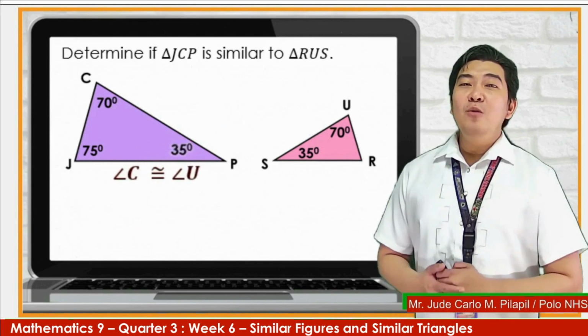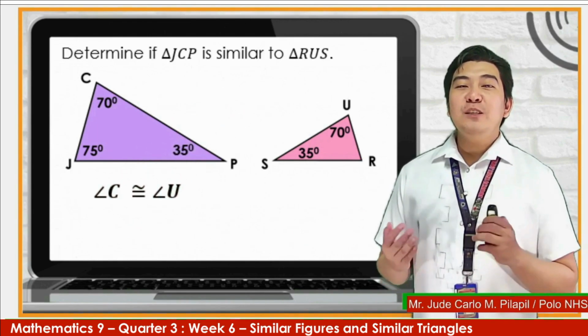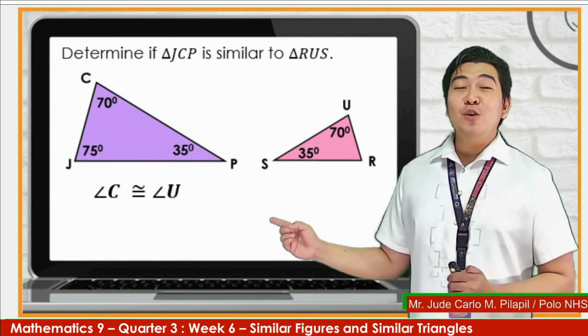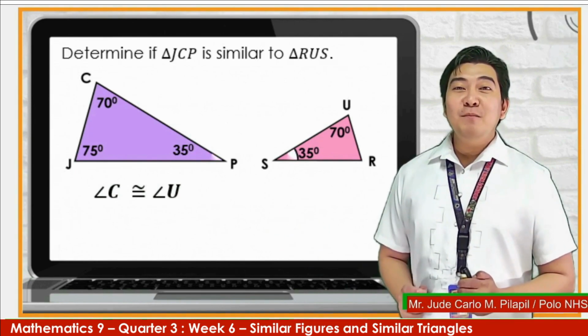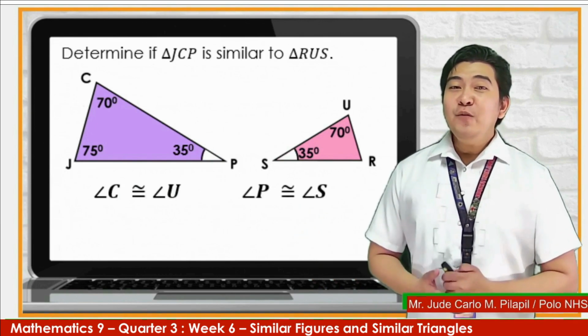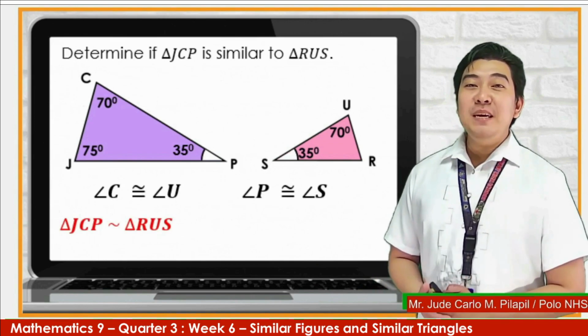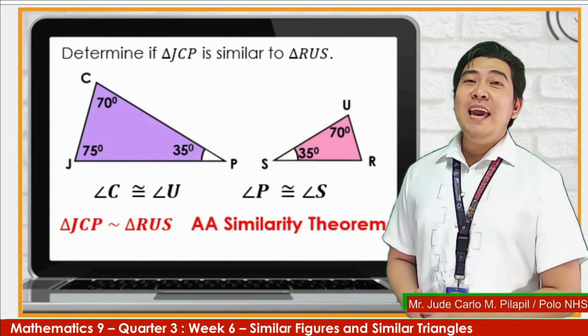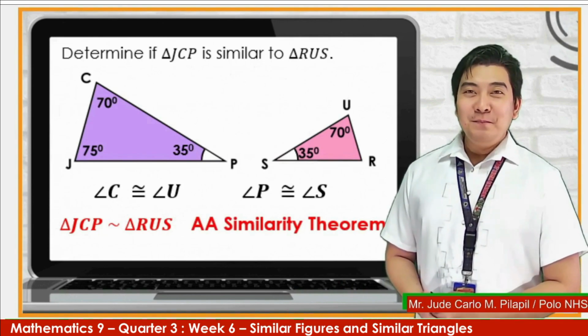Since we have already two pairs of corresponding angles that are congruent, given by angle C is congruent to angle U, and the second pair we have angle P is congruent to angle S. Therefore, we can say that triangle JCP is really similar to triangle RUS because of the AAA Similarity Theorem.